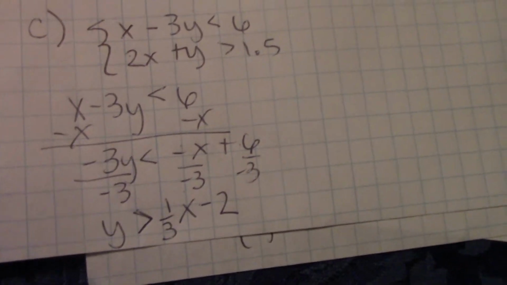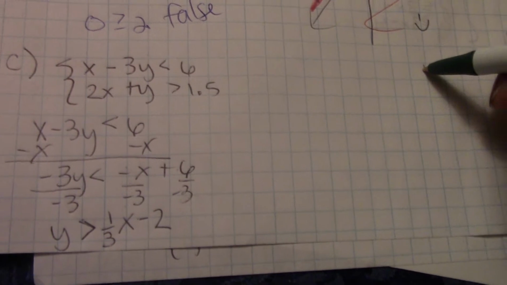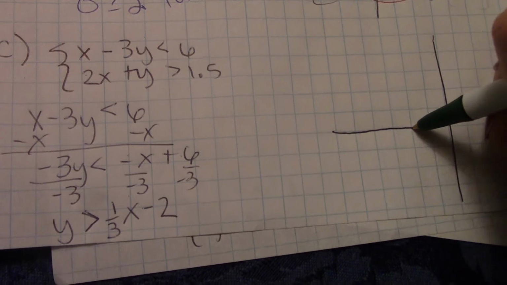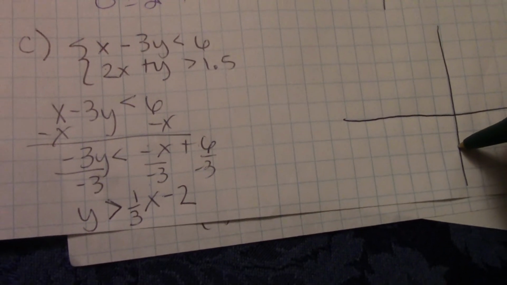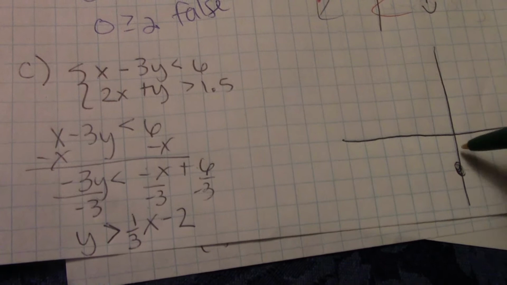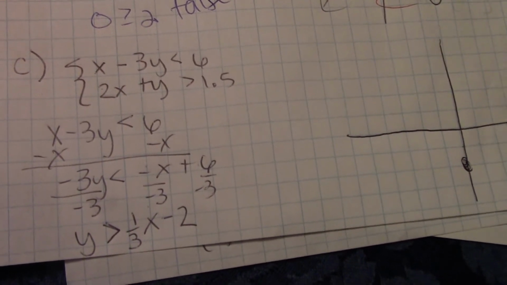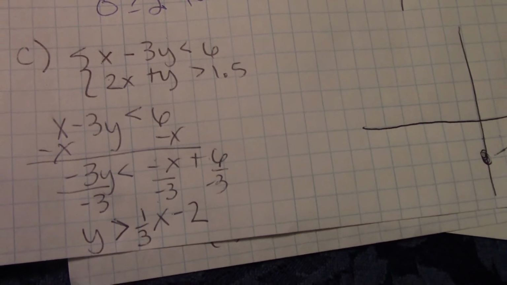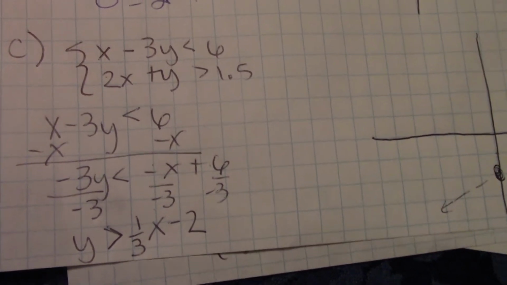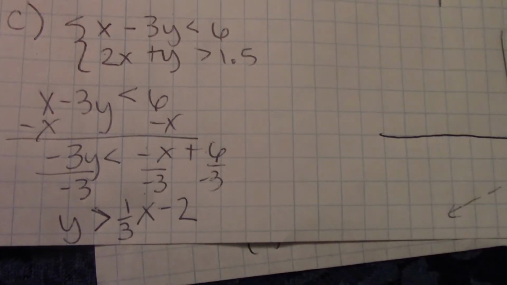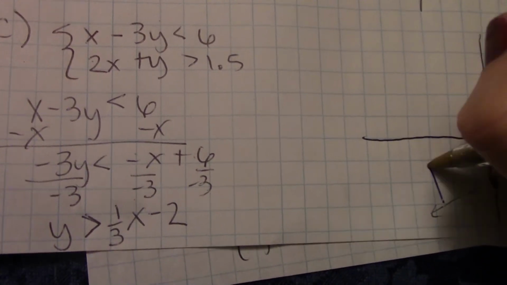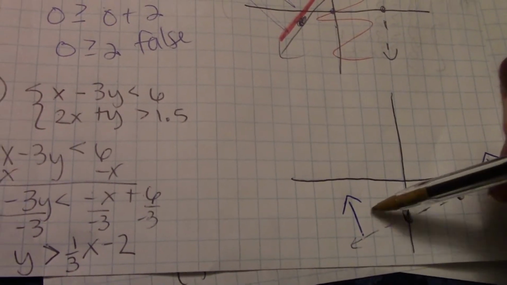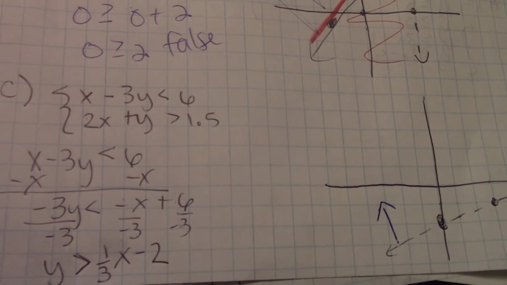So I'm going to make my graph. Down 2, then it says up 1, right 3. It's a dashed line because it does not have the equal to. It says we need to be greater than, so greater than is all of this that is above the line. Okay, so sometimes I use arrows instead, and that is fine.